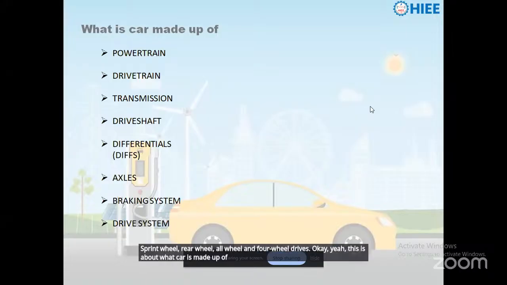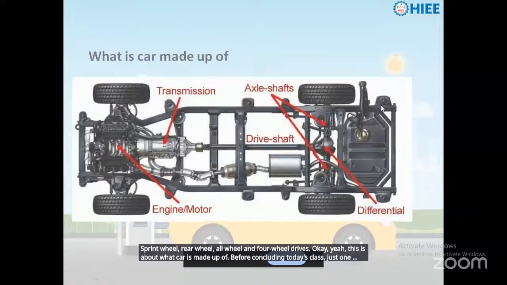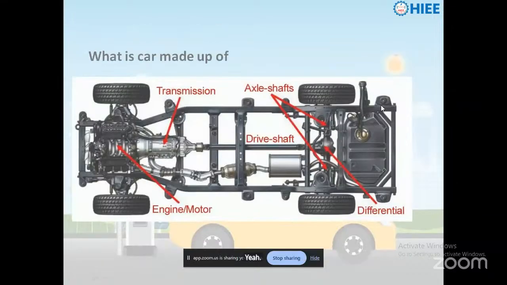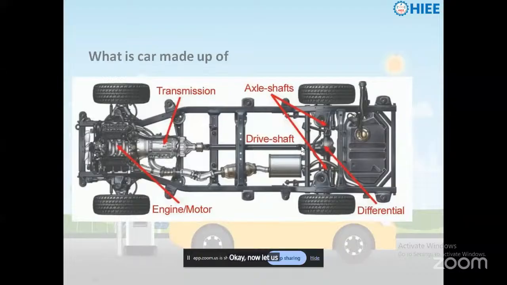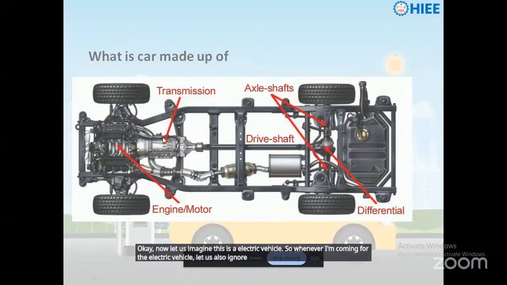Before concluding today's class, I need to add one point here. This is the vehicle and the vehicle components we have seen. Now, if we observe the components, just ignore this engine. Let us imagine this is an electric vehicle. For the electric vehicle, let us also ignore the transmission, because we'll have an automatic transmission where the gear transmission is done with the help of steppers and so on. Let us ignore the transmission part also.